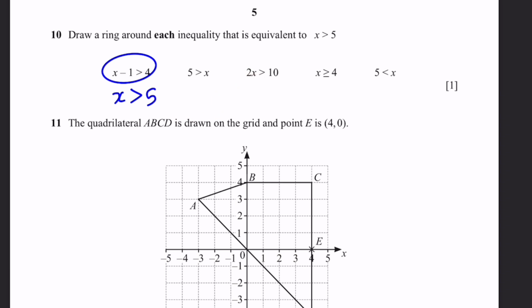2x greater than 10. Divide both sides by 2, we get x greater than 5, so this is another one. x greater than or equal to 4. There's not one because number 4 does not relate at all. 5 less than x. If you flip this whole thing, just making the numbers come on the opposite sides and the sign flipped, it does come as 5 less than x. These are the same inequality. So these three are the answer.